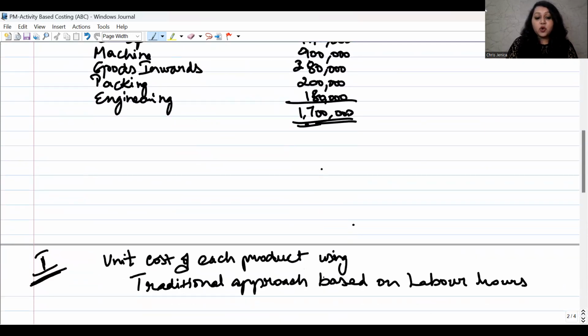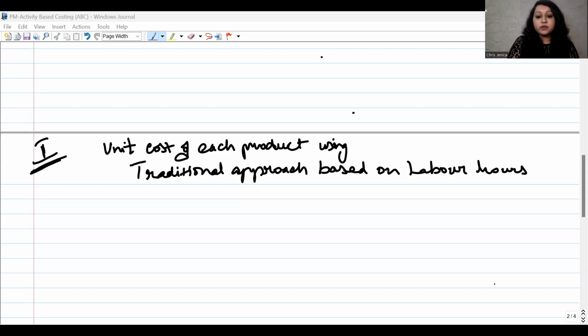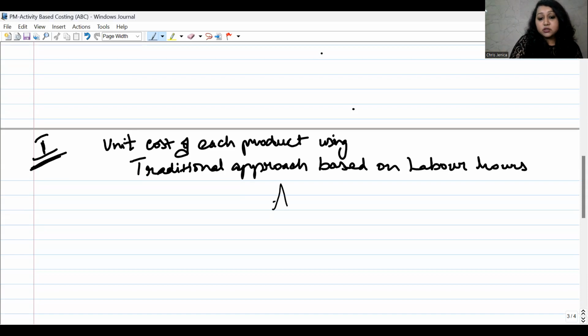Now, we'll go with the first thing, that is, we will calculate the total cost of products A, B, and C based on normal absorption costing. That is the traditional method of performing absorption costing. So, under absorption costing, we will be performing the costing for all three products A, B, and C.